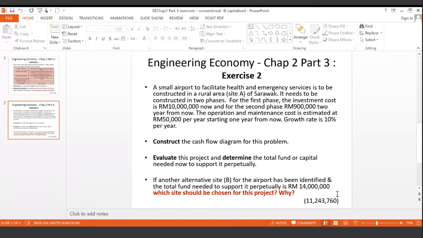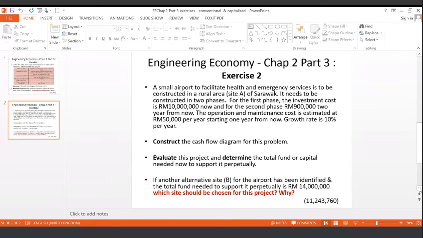So based on this question, which site should be chosen for this project? Divide by 0.1, 140 million. The one that gives you the lowest starting cost, which is site A, just 10 million. Right? Understand? Okay.